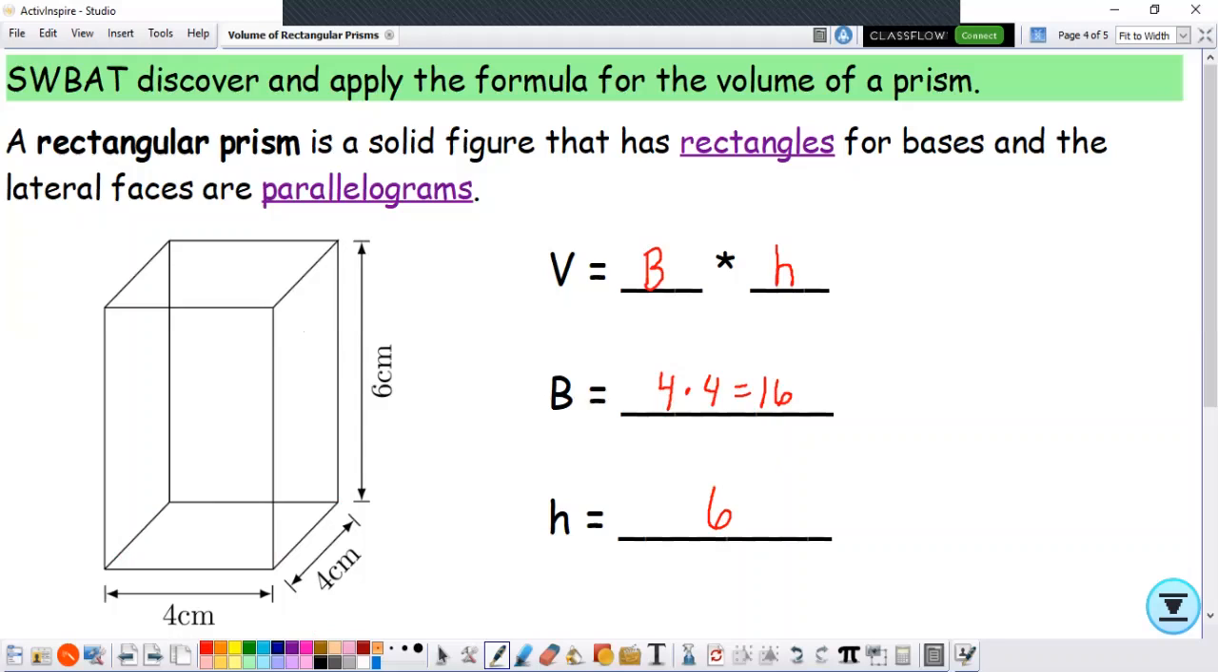So when we find the volume of this particular rectangular prism, we're going to take 16 times 6, which is going to be 96, and our units are centimeters. So this is centimeters cubed. And that's all. You find the area of the base and you take it times the height.